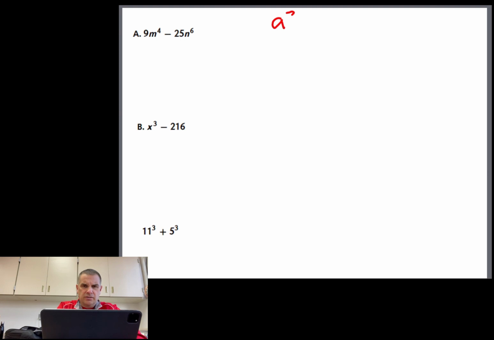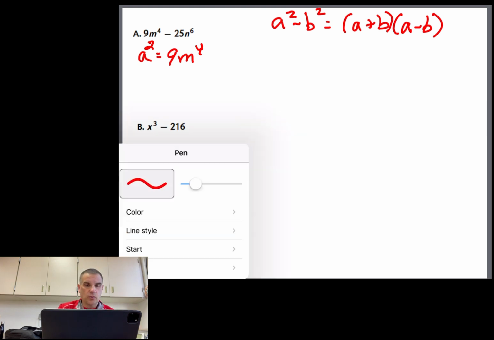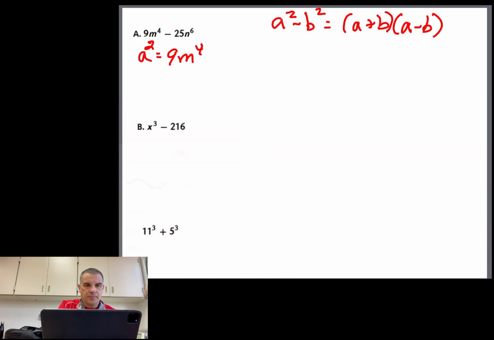So again, just to write it down, a squared minus b squared is equal to a plus b times a minus b. So I like to list my a value first. Now remember, my a value in this case, this is a squared. So essentially my a squared value is 9m to the 4th. But I need to know my a value, so I'm going to solve this for a. If I solve this for a, I have to take the square root of both sides. The square root of a squared is a. The square root of 9 is 3. The square root of m to the 4th is m squared. So there's my a value.